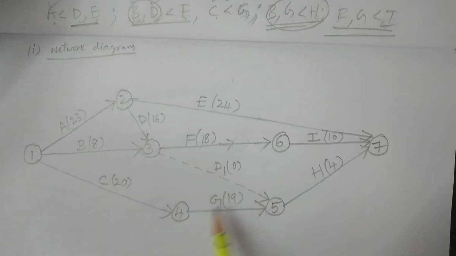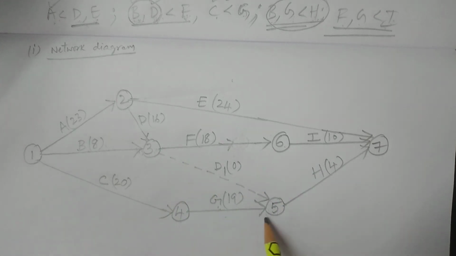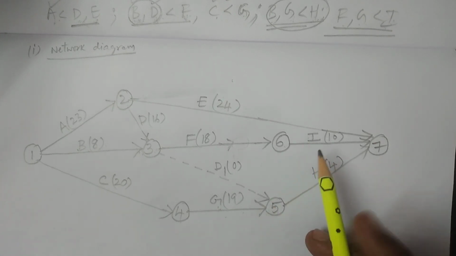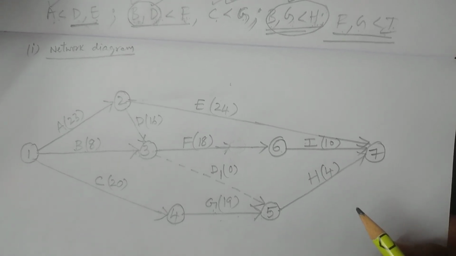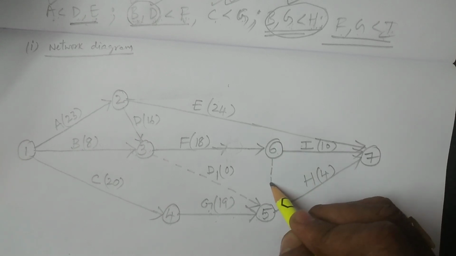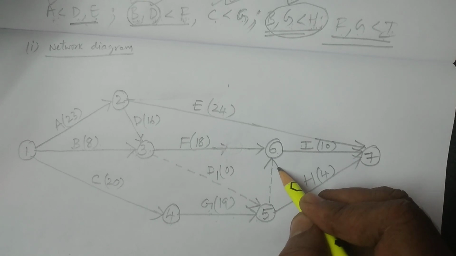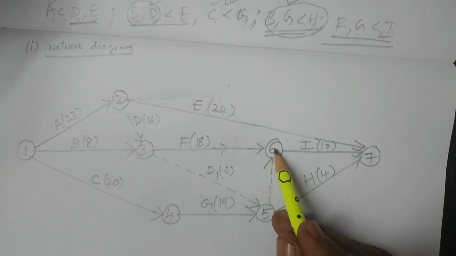Therefore, F and G are independent activities which have no connection. So we cannot specify that G was finished before I. To specify this, we have to consider a dummy activity, one particular dummy activity from 5 to 6. Like this, you have to consider it in this direction, that is the reason why I have taken 5 here and 6 here.